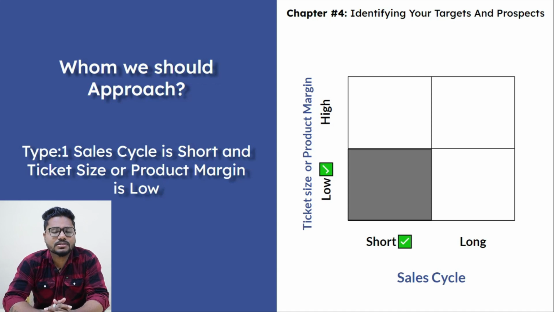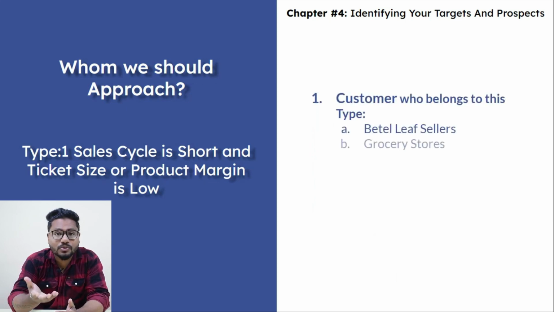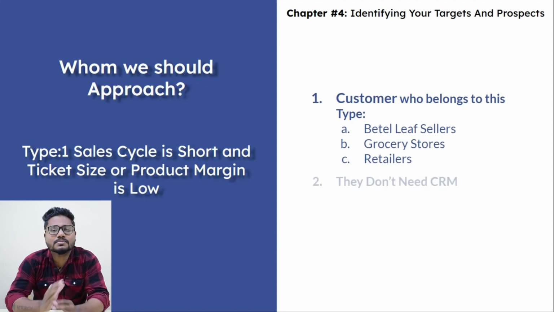Number 1, those whose sales cycle is very short. That means the customer walks in, asks for something, and you give it to them immediately. This is short, and its ticket size is also small, and the margin on the product is also very small. Who might come under this category? A sweetmeat shop, right? A grocery store owner or retailers. What do you think? Do these people need a CRM? The answer is a big no.